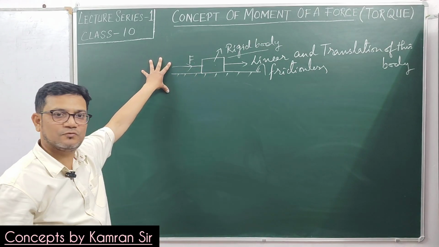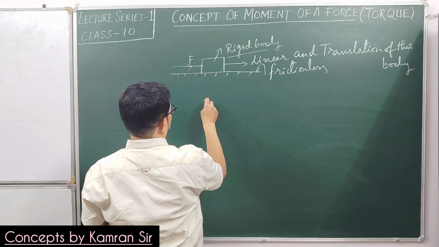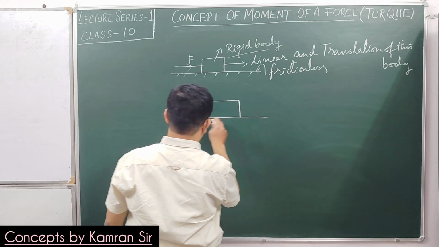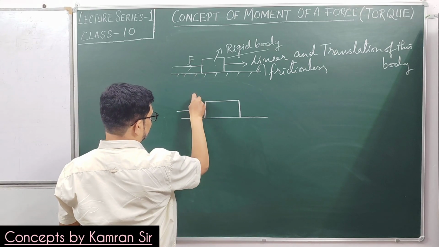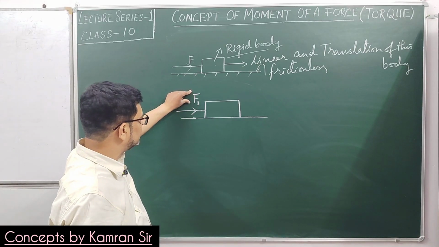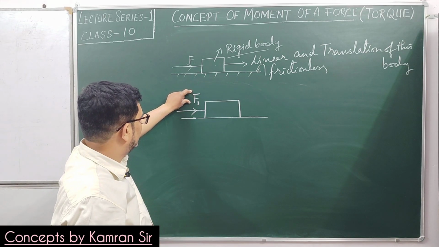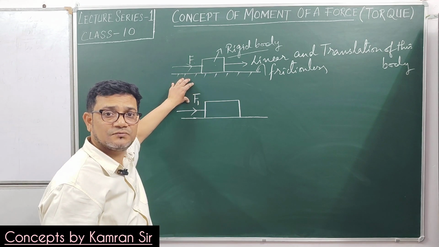And suppose multiple forces are acting. Suppose you have one force here, and let me draw it again here. You have the same frictionless table, but here you are applying a force, suppose in this way, F1. And we know this force is pushing. It could be either a push or a pull. So this push and pull is what is known as force, right?